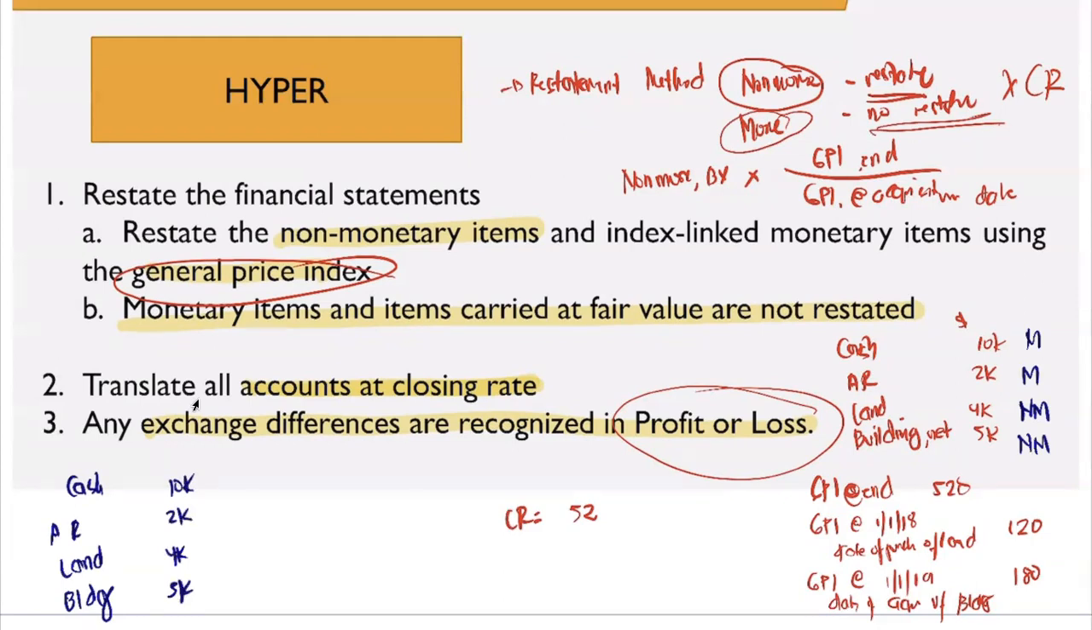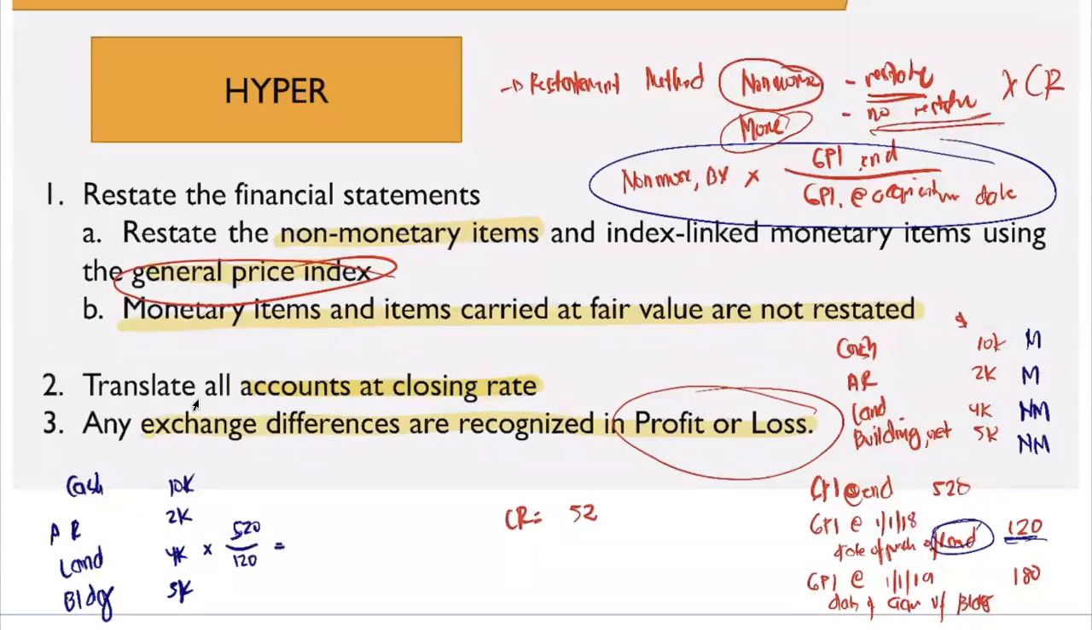First step, you restate the financial statements. Non-money are restated. How do we restate your non-money? Non-money book value multiplied by the GPI end. So what is the GPI end for our example? 520. You divide it to the GPI at acquisition date, so land. So land, the GPI is 120. So what is the translated? 4,000 multiplied by 520 over 120. Our translated is 17,333.33.